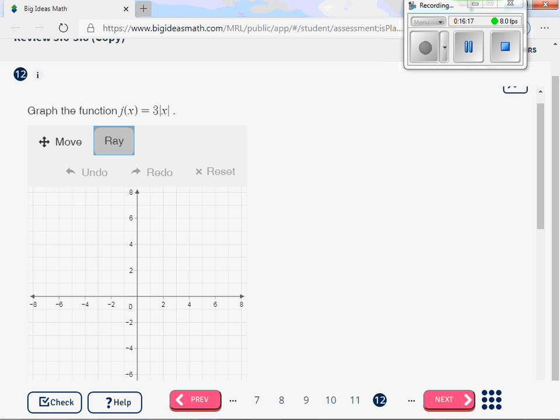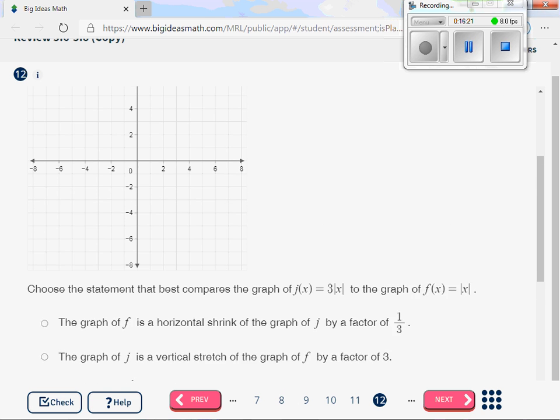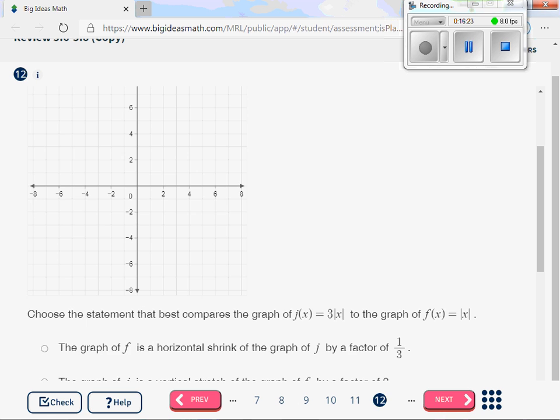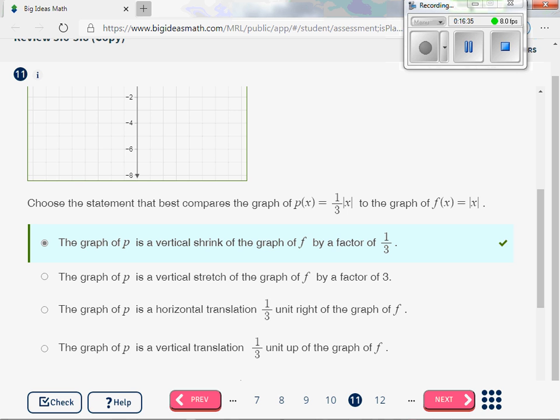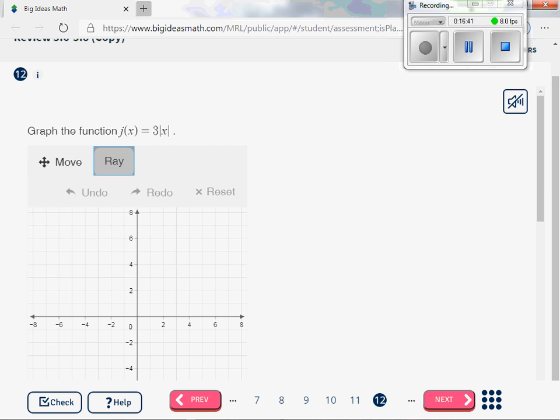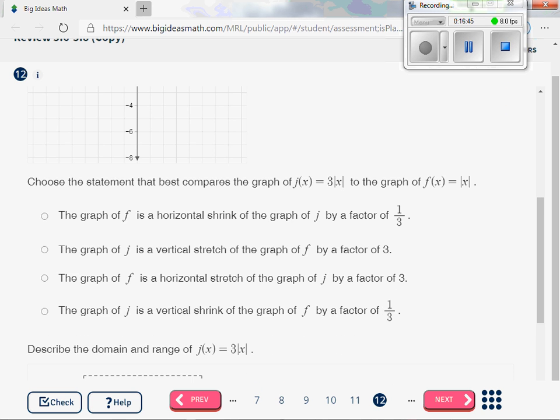But you can always look back. Well, what is 1/3 times x? What is that transformation? So 3 times the absolute value of x, that would be what?